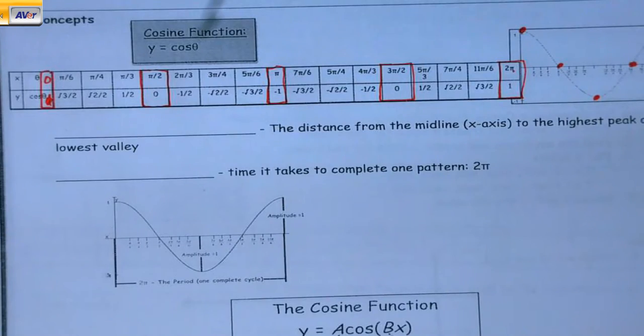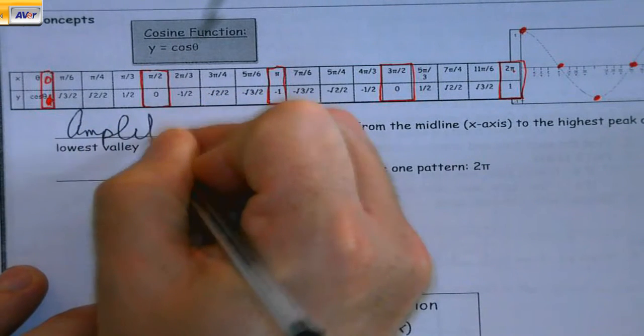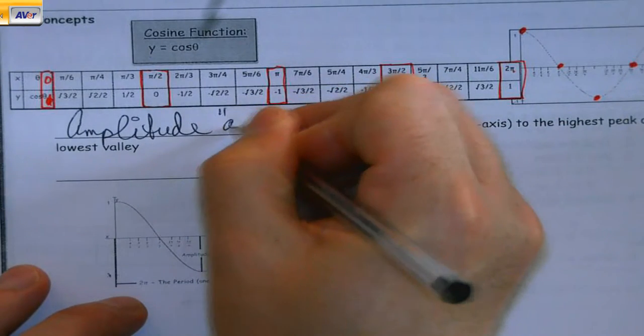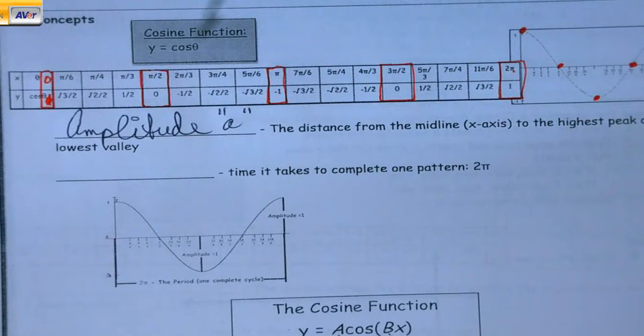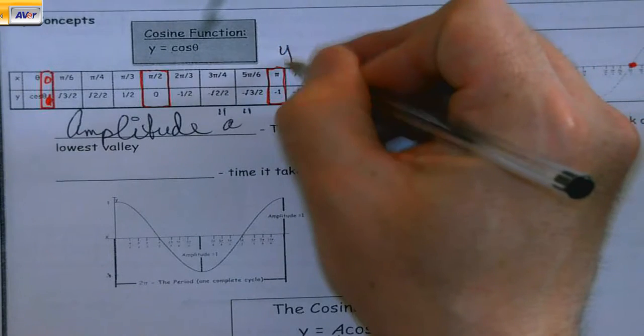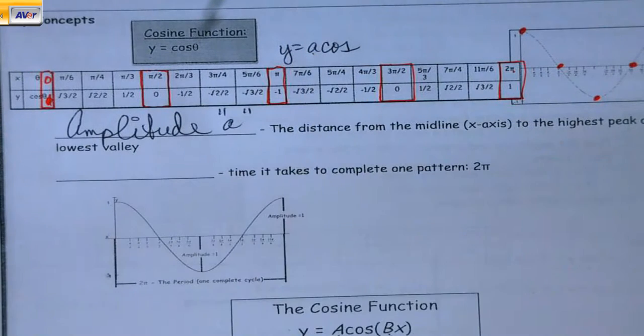So as a review for us here, my amplitude, my A value, is the distance from the midline to the highest peak or lowest valley. You're like, yep, that's no different than it was before. And our A value, when we have them, is going to be in front of my cosine, in front of my sine value. And that's going to tell me how much my graph is going to stretch up or down, or it might shrink if it's fractional.